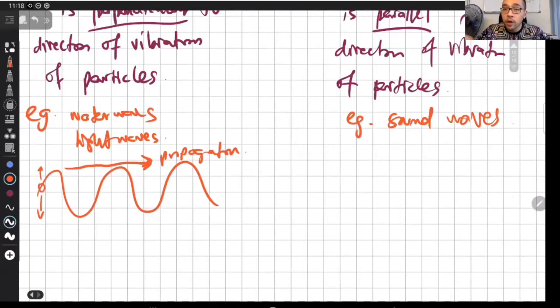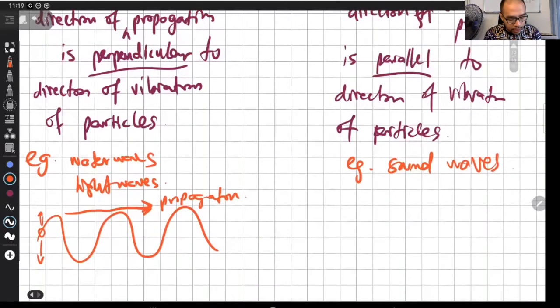Just like if all of you form a circle and you all start to hold hands, and one person moves his hand up, the next person has to move his hand up, and then it follows suit. So the wave is moving, propagating. You're transferring the energy to the next person. But are you moving? No, you're not. You're just going up and down. So very, very important. The vibration of the particles is up and down, but the propagation is this way.